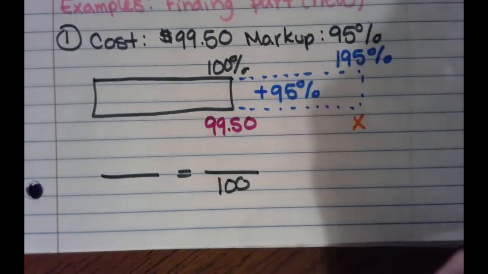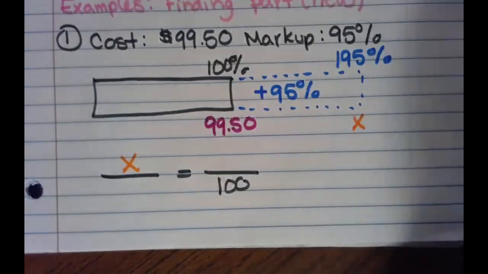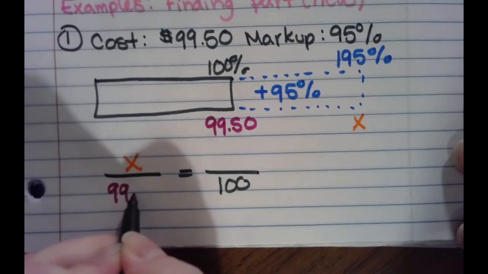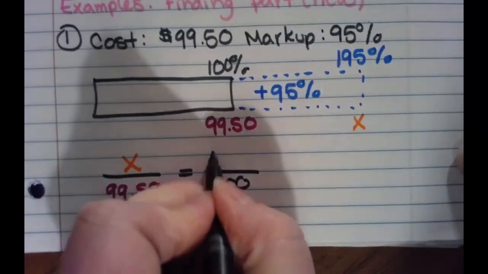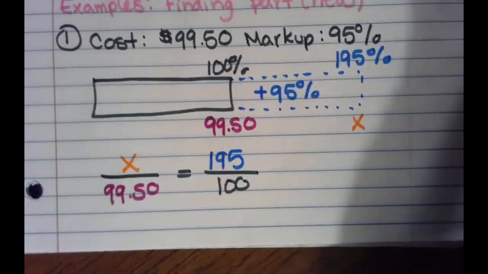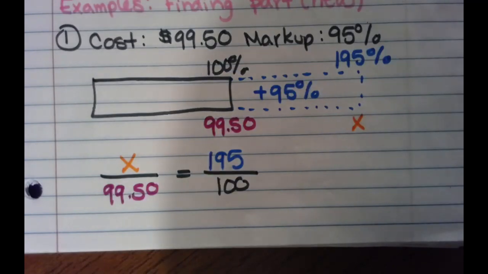We do our new over original. We don't know the new, so we're going to call that X. But we do know our original is 99.50, and we know our new percent that we want is 195%. So then remember, all we do is cross multiply. So I'll write that out this one time, but I won't write it out on every one.